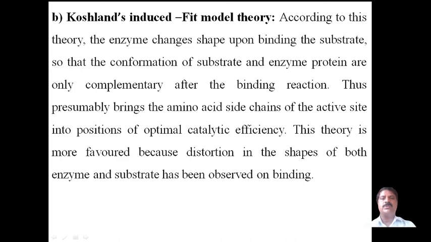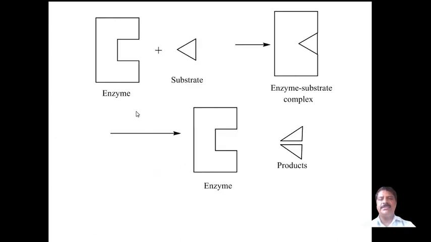Therefore distortion, that is, changing the structures or shapes of the substrate as well as the enzyme, takes place in Koshland's induced fit theory. After entering, they fit with each other and adjust, and then binding takes place. That is called Koshland's induced fit theory.